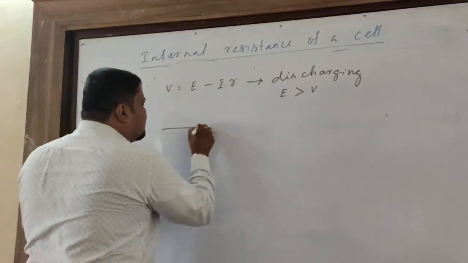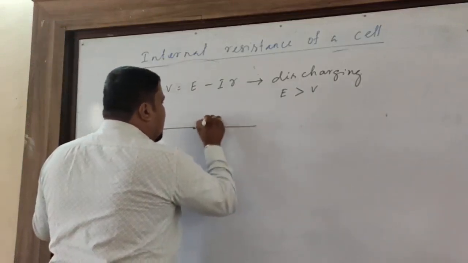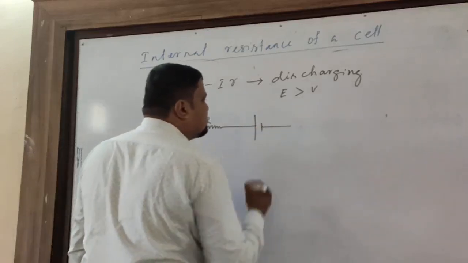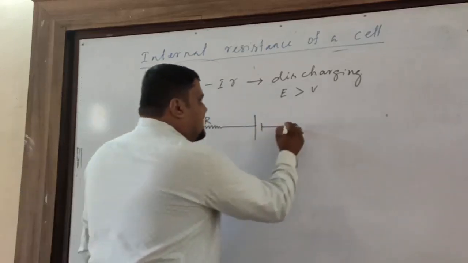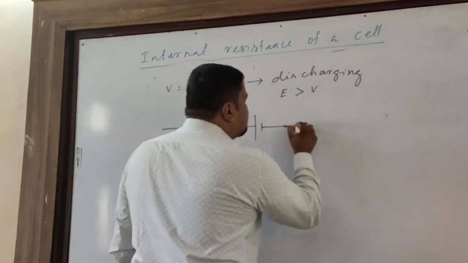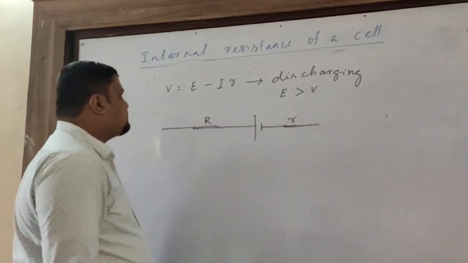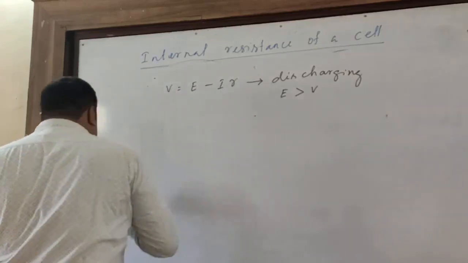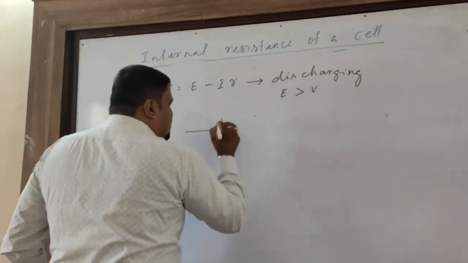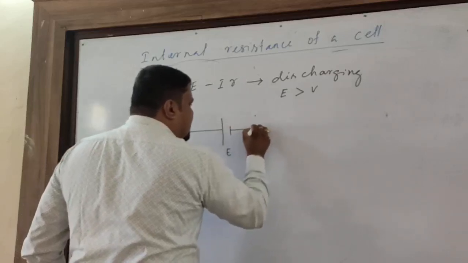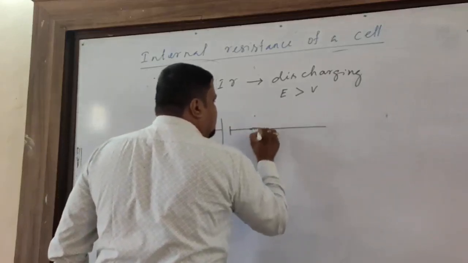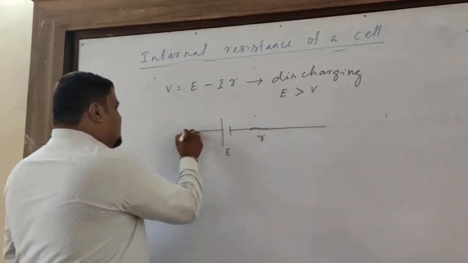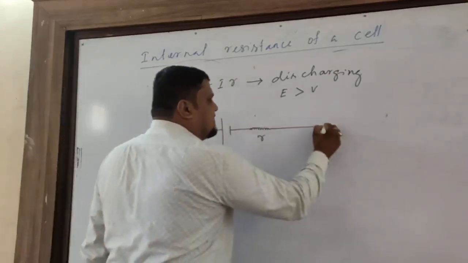Suppose this is a resistance R and this is a cell of EMF E connected to it. This is the internal resistance of the cell, r. Let the two ends be A and B.